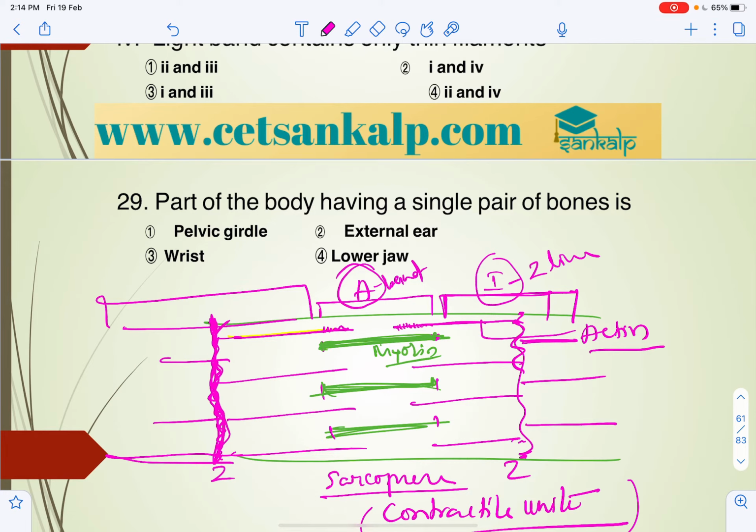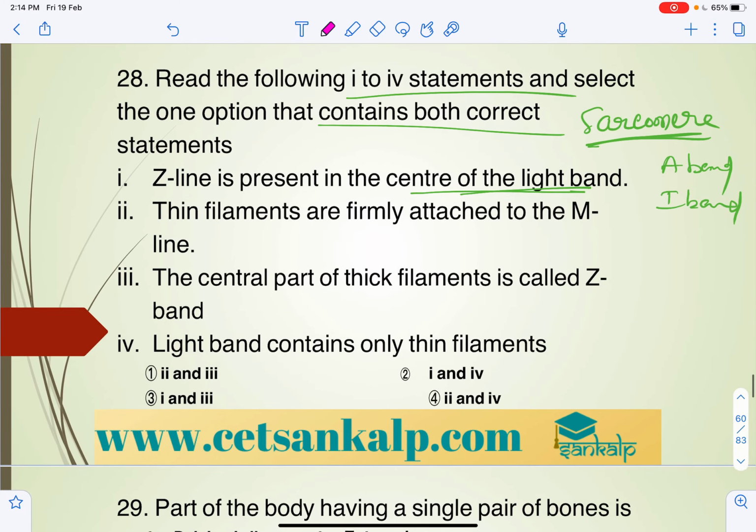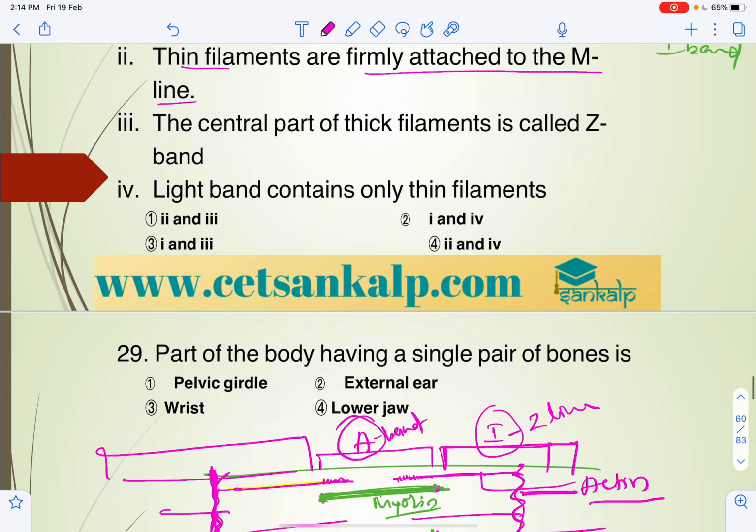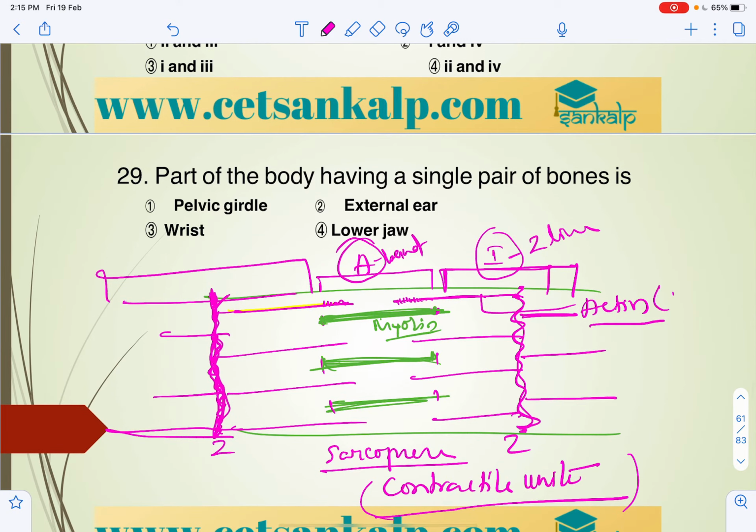Z line. So that is correct. Next, thin filaments are firmly attached to the M line. No. Thin filaments are the actin. They are attached with the Z line, not with the M line. The M line is seen in the middle of the A band, where there is no overlap.